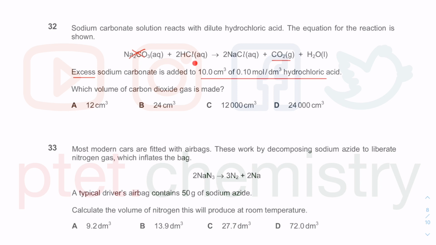Here it so happened that the question asks you specifically to use these rather than the excess one, because they don't give you any information for the excess sodium carbonate. So yeah, very popular kind of question. Carbonate, acid, salt, carbon dioxide, and water. Getting the correct formula would mean that you have most likely gotten the balanced equation.